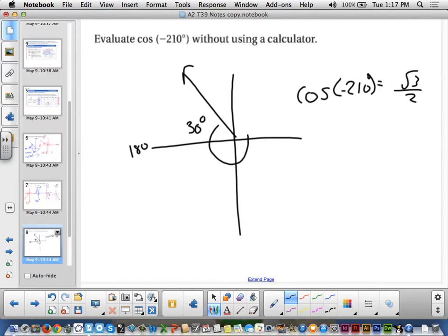And the sine is positive in there, so cosine is negative. So the cosine of negative 210 degrees is negative square root of 3 over 2.